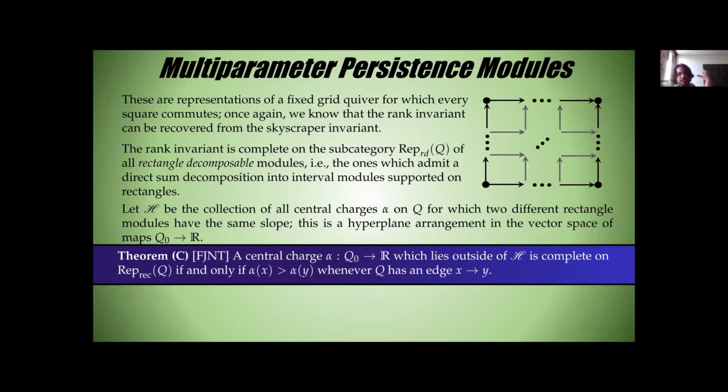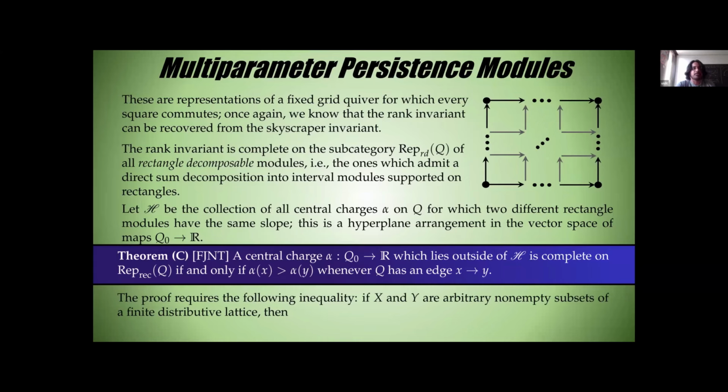It's very viscerally geometric, but if you want to write it down, you have to work with this hyperplane of inequalities. And this leads to some absolutely fancy combinatorics. And I dare you to prove this without looking at the paper. If I have X and Y, arbitrary non-empty subsets of a finite distributive lattice, then the product of their cardinalities has to be smaller than or equal to the product of the cardinalities of their join and meet. Like, just try it. This is the type of combinatorics that goes into proving theorem C above.